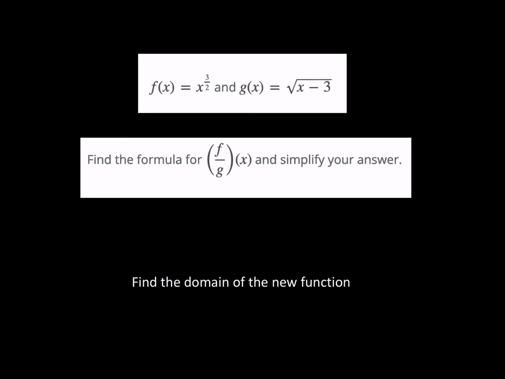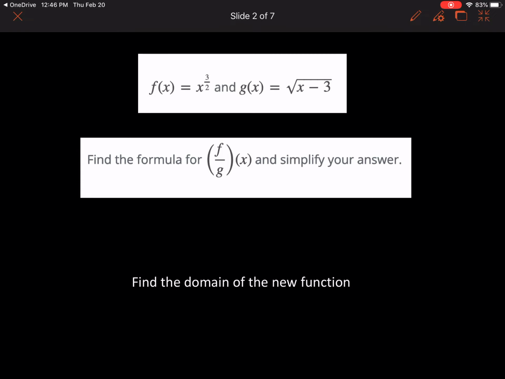Let's start with these two functions, x to the 3 halves and square root of x minus 3. We're asked to find the formula for f divided by g of x and then simplify. So let's see if we can do that. F over g of x means we want the numerator to be our f of x function, the denominator to be our g of x function. So in this case we have x to the 3 halves in the numerator, square root of x minus 3 in the denominator. Let's see if we can simplify it a touch.